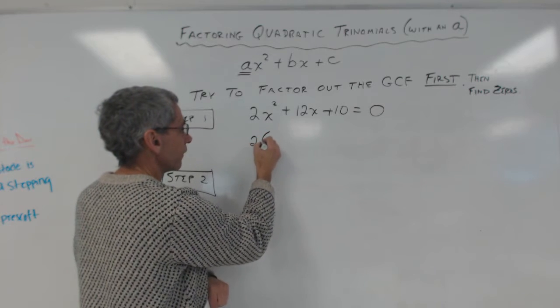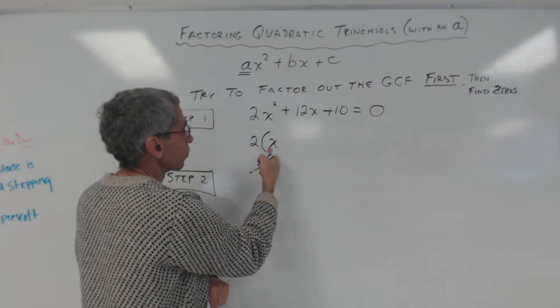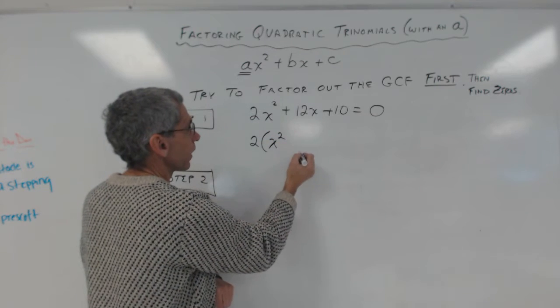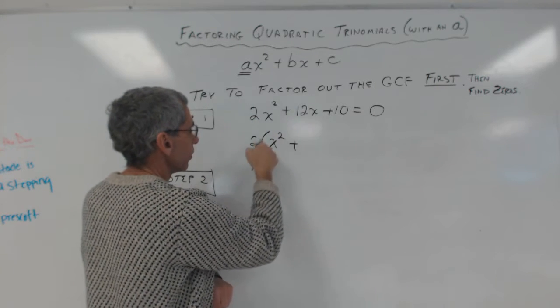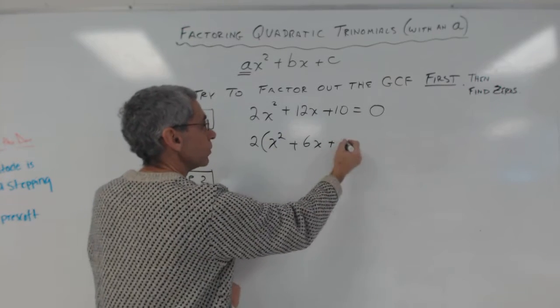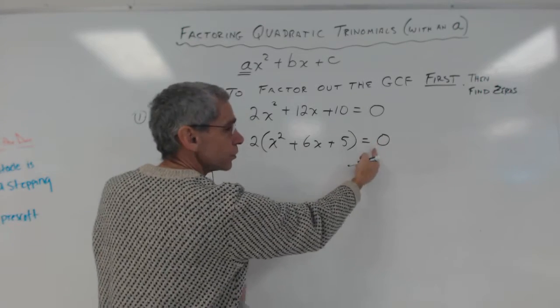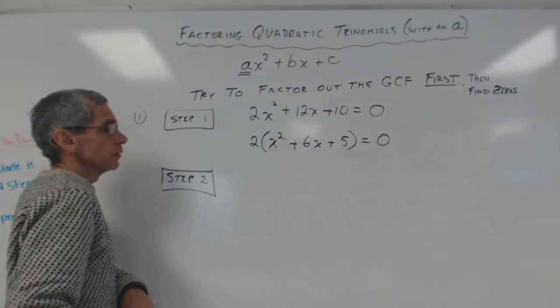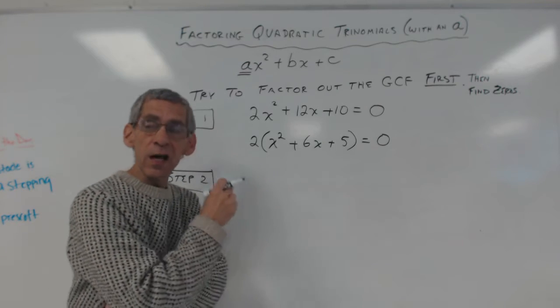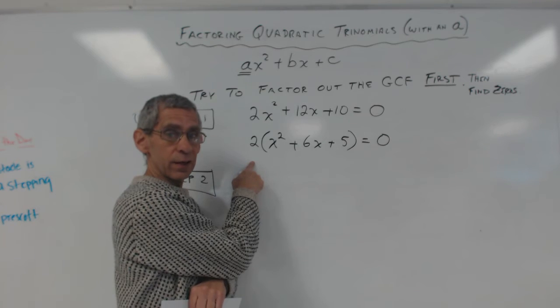So I'm going to factor it out. So we have 2 divided by 2 is 1, or 1x squared, or just x squared, plus 12 divided by 2 is 6x, plus 10 divided by 2 is 5, equals 0. That equals 0 is very important. Now, because it equals 0, I can get rid of this 2, now that I've factored it out.